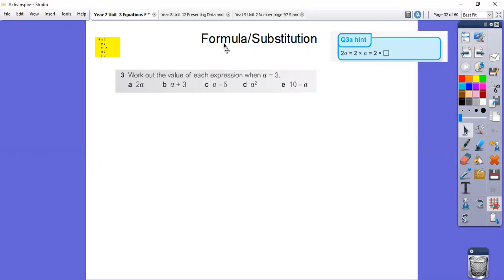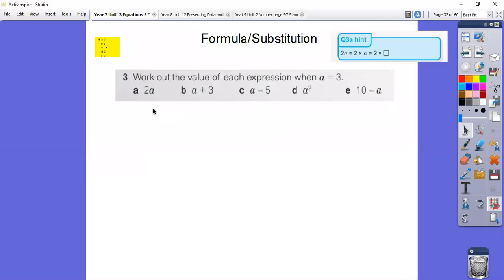Question 3. Substitution is basically saying, work out the value of each expression when A is 3. So 2 times A: when A is 3, you would write 2 times 3, since A is 3. So 2 times A is 6. You now need to do the rest of the questions.